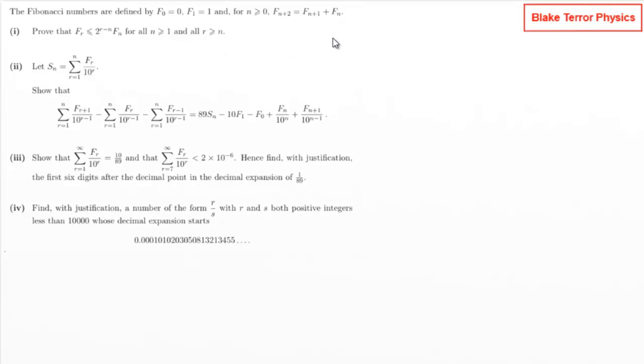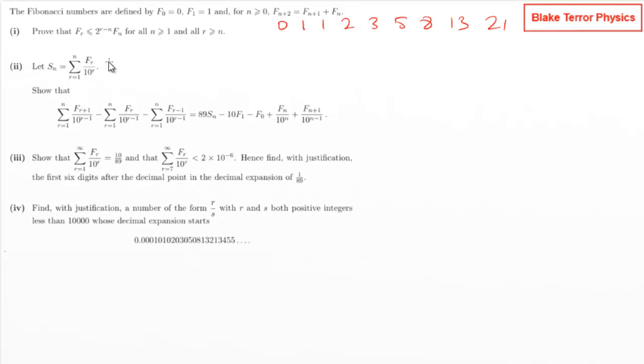Part 1, prove that F_r is less than or equal to 2^(r-n) times F_n for all n greater than or equal to 1, all r greater than or equal to n. Okay, so let's write out a bit of this sequence. I always like looking at them if I can. So that is how we're kicking off, first 9 terms or whatever.